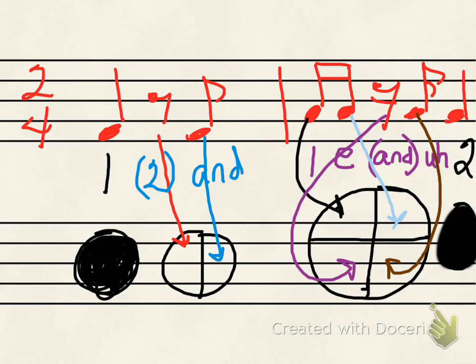Okay, so the first one is clapped 1 and 2 and. Okay, and then the next one, 1 e and 2, 1 e and a 2, 1 e and a 2.